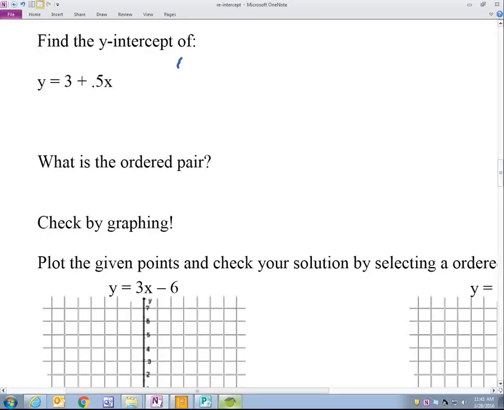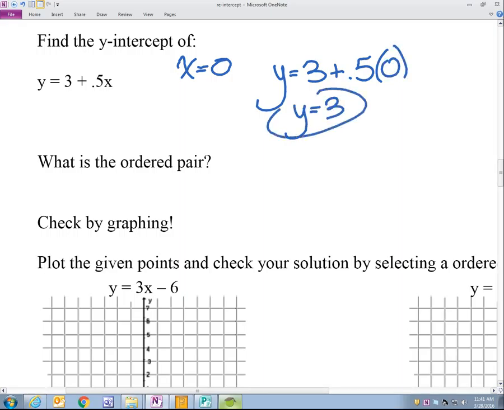Once again, I'm going to put x equal to 0. So I have y equals 3 plus 0.5 times 0, which is simply y equals 3. And the ordered pair is 0, 3. Once again, for those watching at home, I'm getting my x value from here, my y value from there.